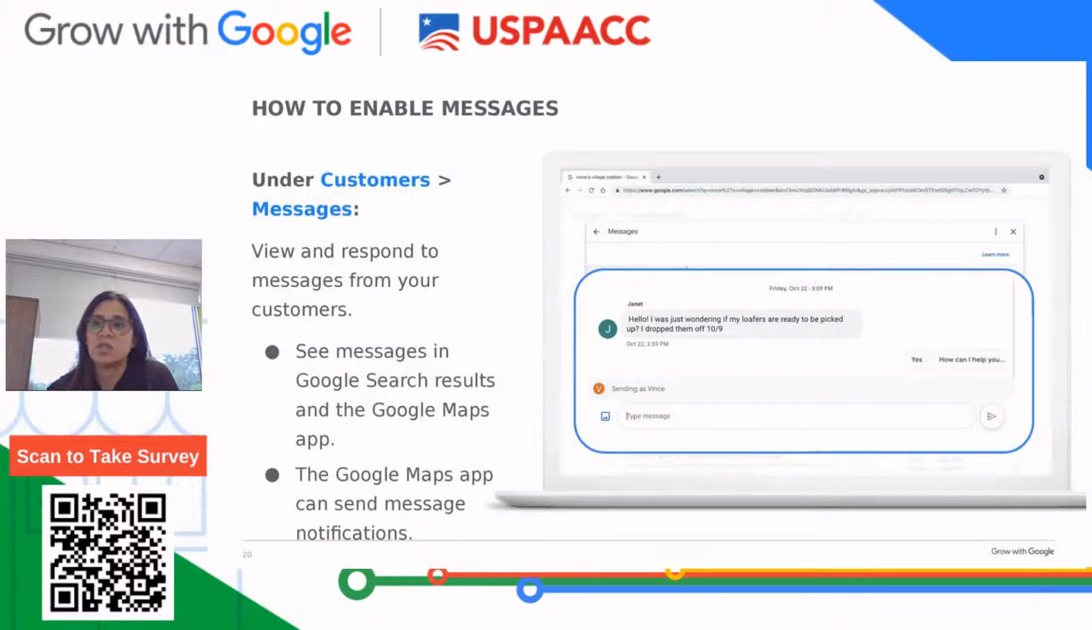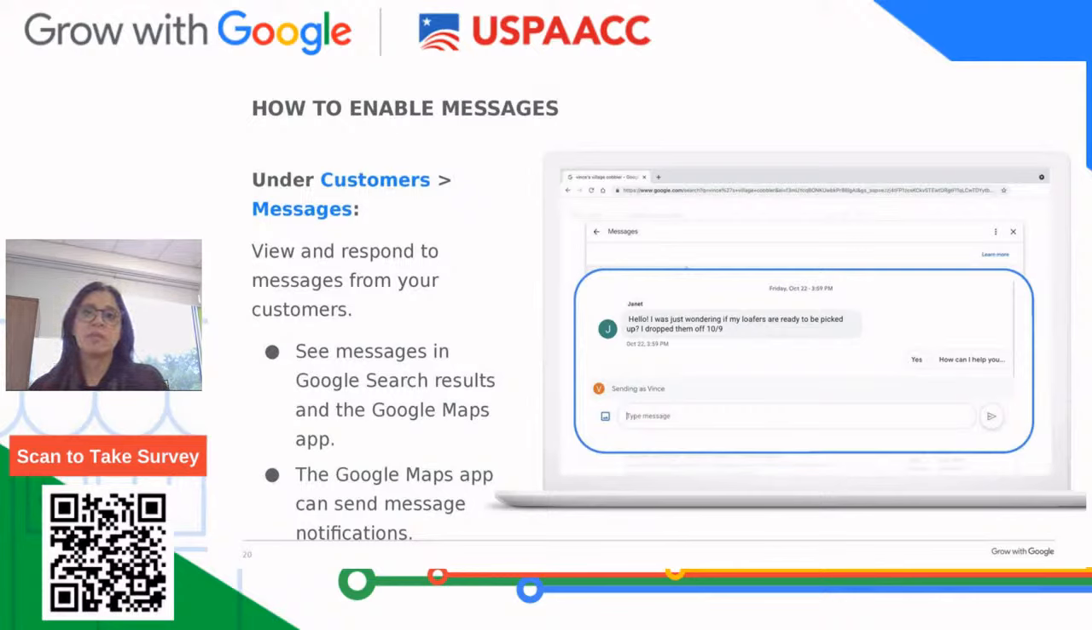In the past, you needed to provide a phone number, but that's no longer the case. The feature needs to be turned on. To access this feature, click Customers, then Messages. When a customer sends a message, it will appear here, as well as in the Updates tab found in the Google Maps mobile app. You can turn messages on and off depending on your needs.